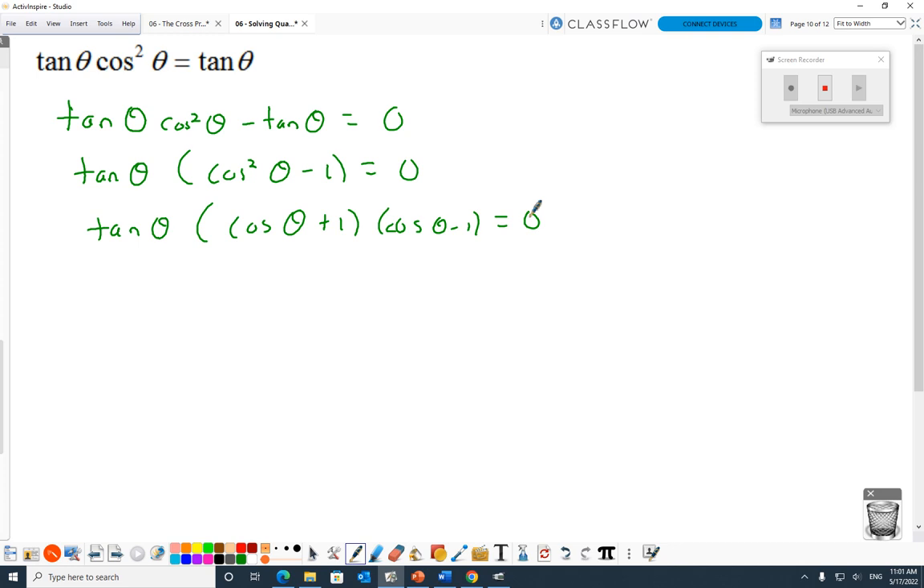So I need tan theta equals 0. Or cos theta equals negative 1. Or cos theta equals 1. Each of those pieces. These ones right off the graph. I'll redraw the graph here of cos theta.